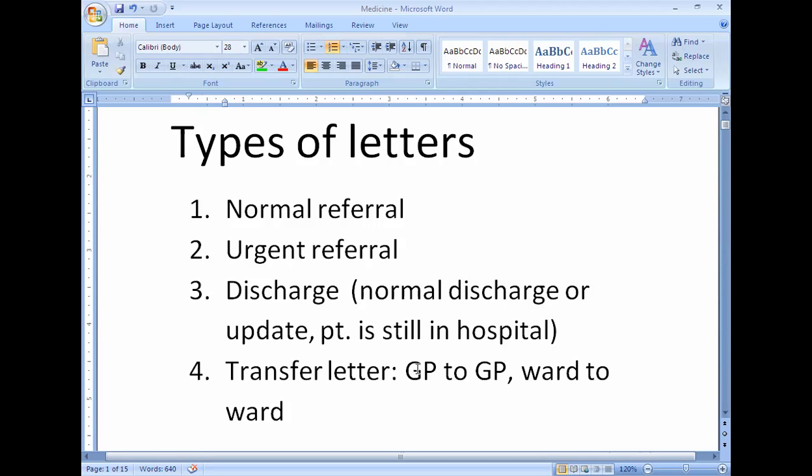So Dr. Roshni, you can just resume what are the types of letters, please. For the nurses, it's transfer letter, discharge letters, referral letters.